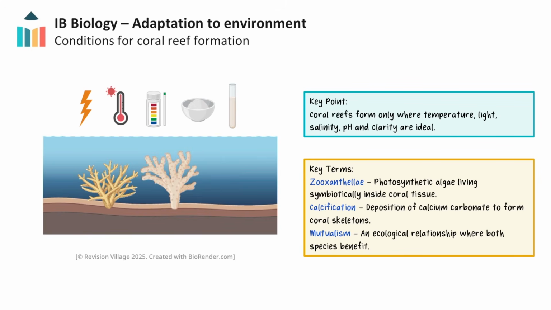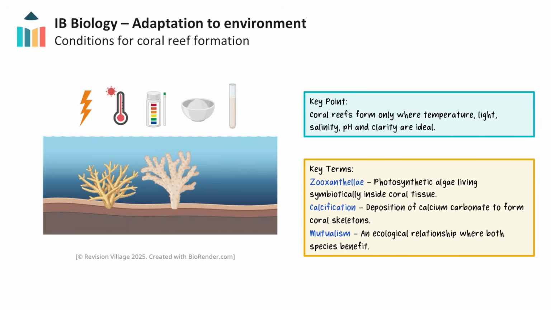Coral reefs form only when temperature, light, salinity, pH, and clarity are within narrow limits. If even one of these factors changes significantly, corals become stressed and may die, leading to reef degradation or coral bleaching. Regarding temperature and light conditions, corals thrive in tropical seas where temperatures stay between 23 and 29 degrees Celsius.